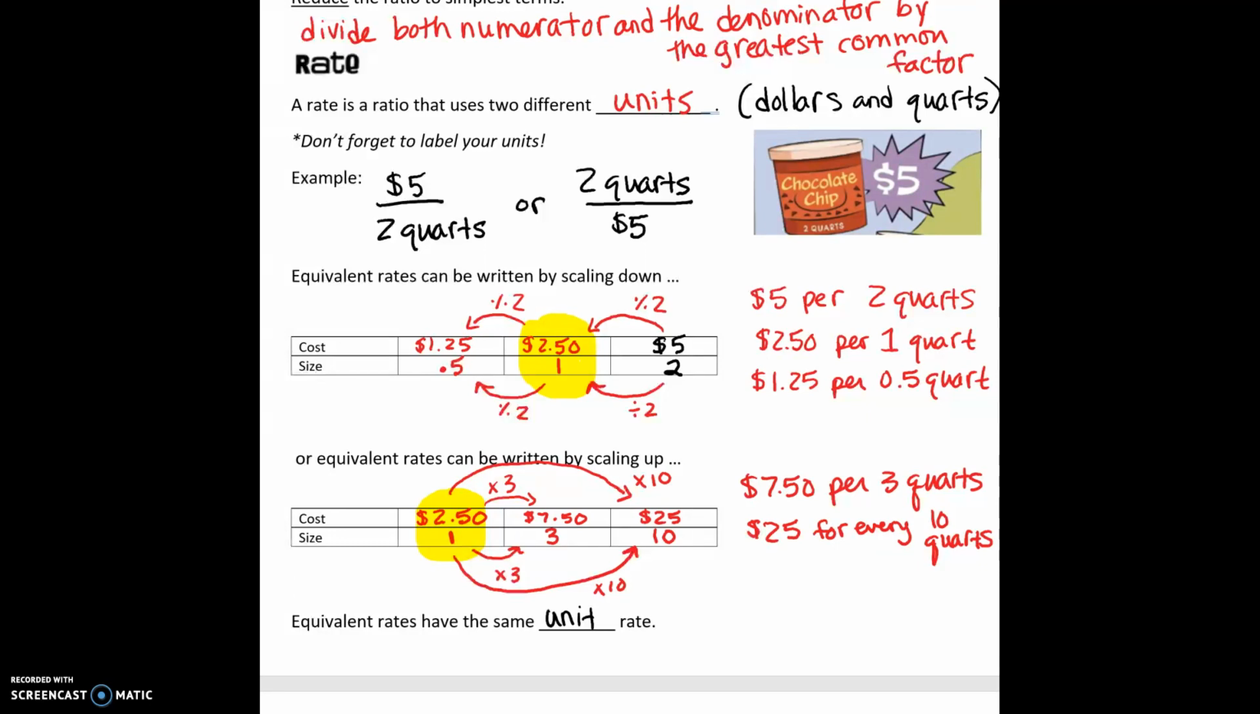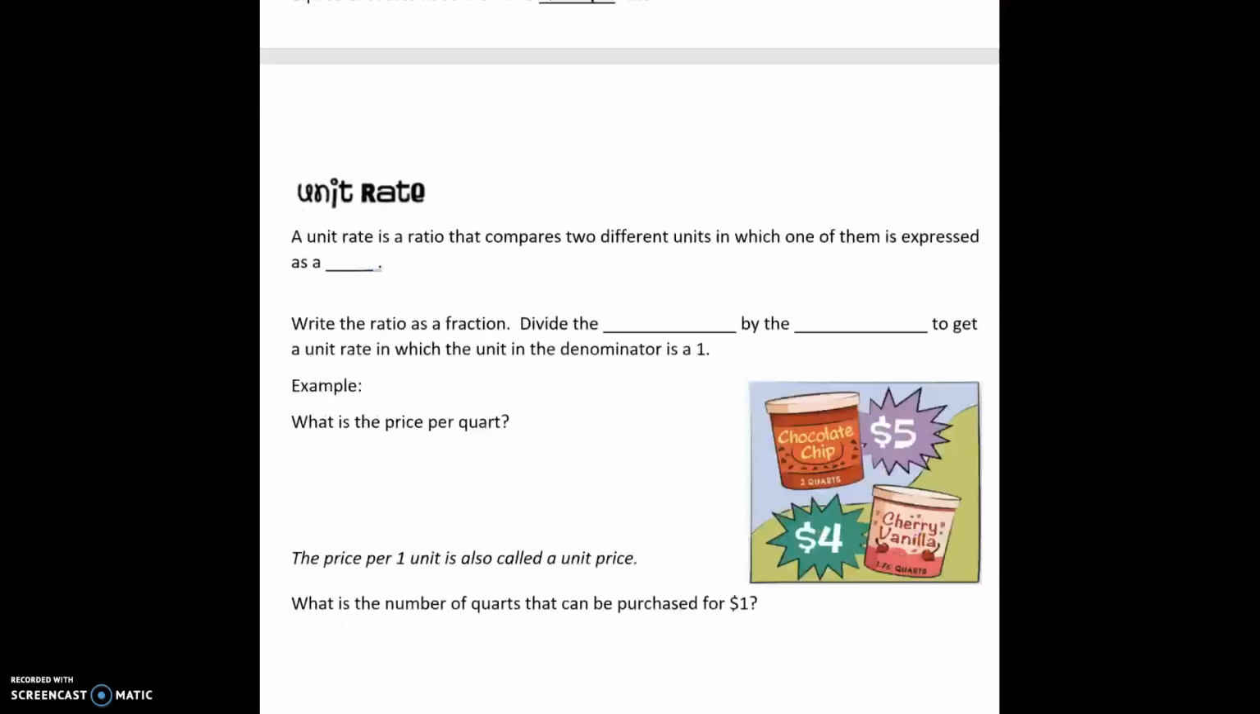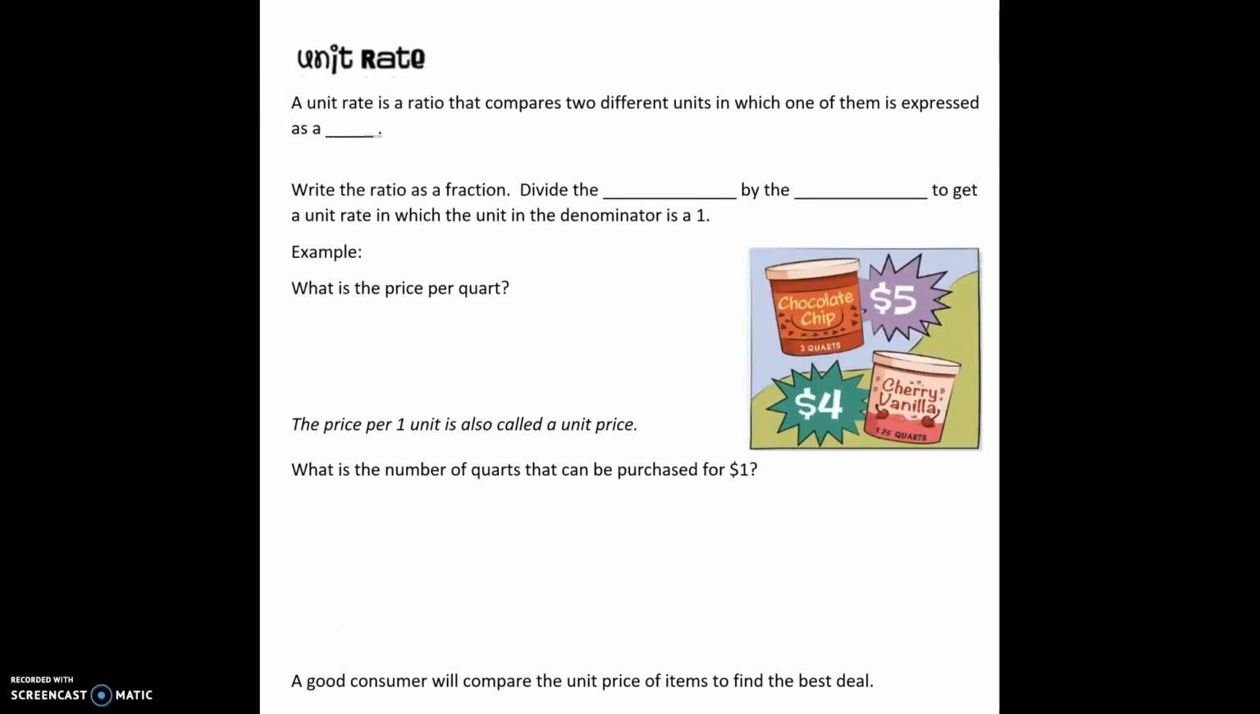All right, so let's talk a little bit more about unit rates. We'll flip to the back side here. A unit rate is just a ratio that compares 2 different units in which one of them is a 1. So how do we figure out a unit rate? Well, we're going to write the ratio as a fraction, and then we're going to divide the numerator by the denominator to get a unit rate in which the unit in the denominator is a 1.